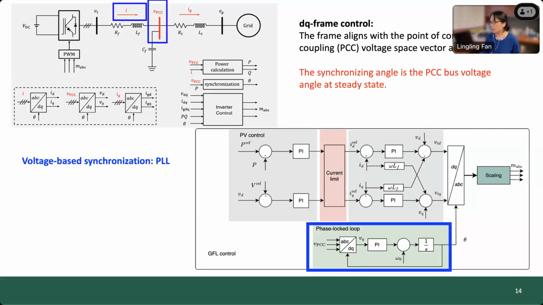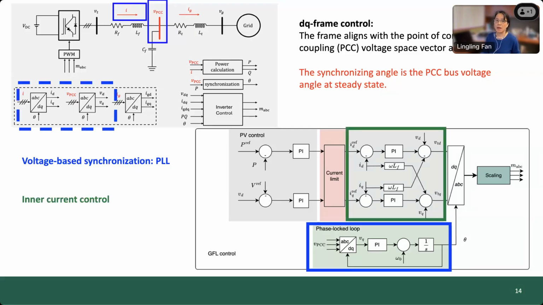A phase locked loop generates an angle, called the synchronous frame or sync angle. Using this angle, the voltage and the current are transformed into DQ components. At steady state, they will be constant. Because Id and Iq are constant values, we can do very tight current control, right? And this is tracking the reference.